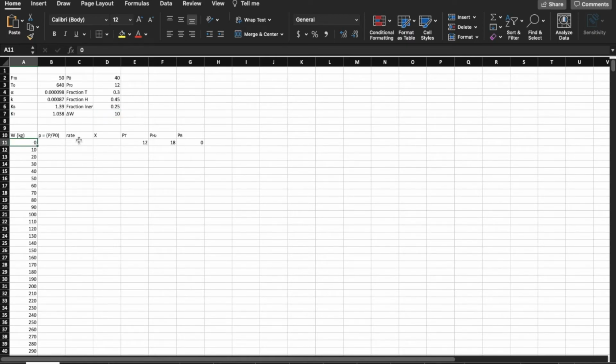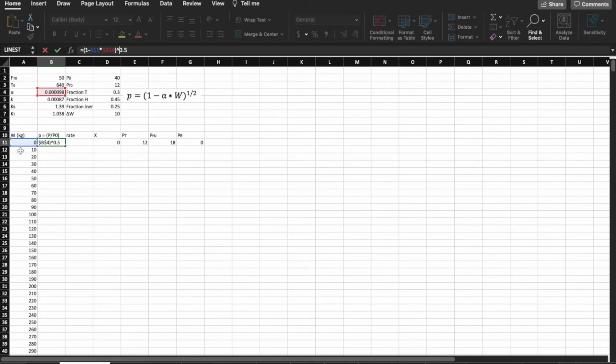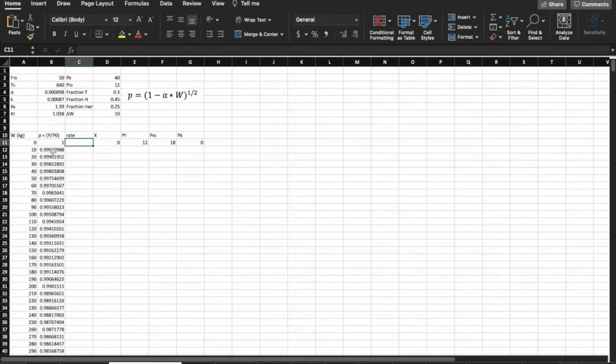I then filled out this first row, and I know that the weight initially is 0, my pressure of toluene initially is 12, my pressure of hydrogen is 40 times 0.45, which is equal to 18, and I have no pressure of benzene because the reaction has not occurred yet. I then went through column A and filled out the weights, which is going to be equal to the row above plus the change in weight. And I dragged that down to 10,000 kilograms. Then I solved for the pressure drop, which is going to be (1 minus alpha times the weight) to the 1/2. Since I have the weights all filled out, I can also fill this column out. I did that right there.